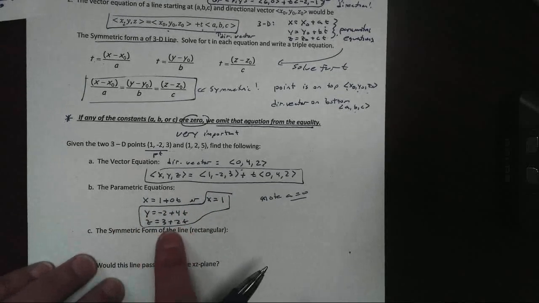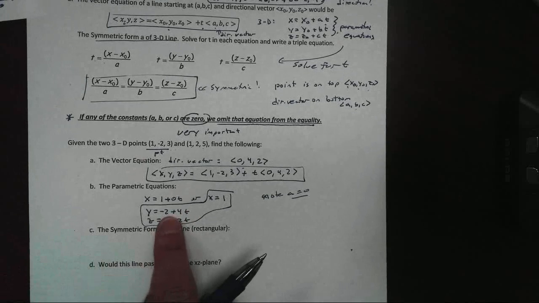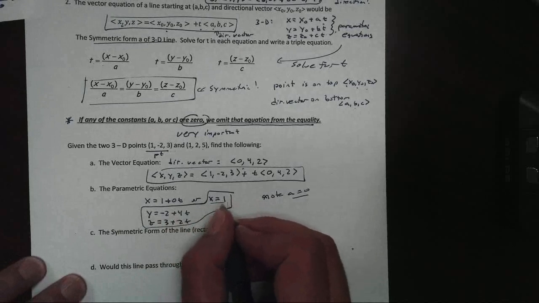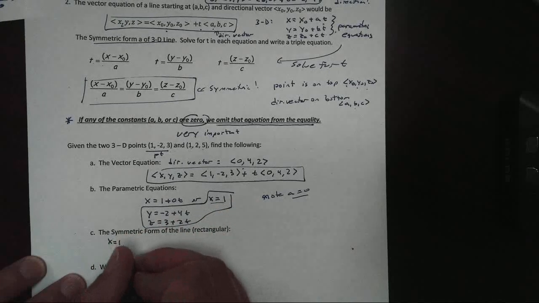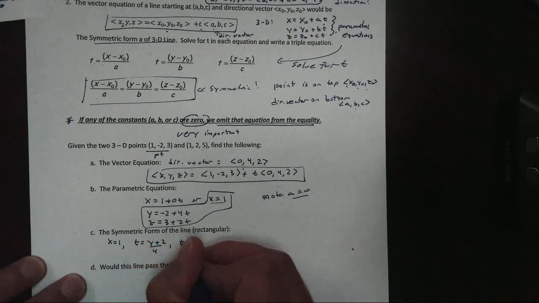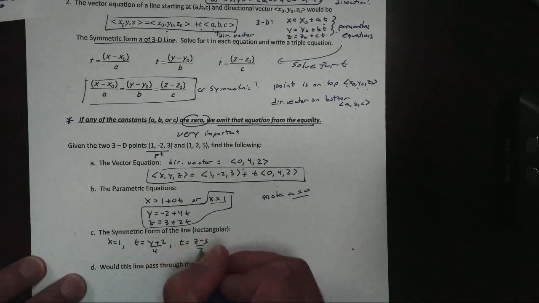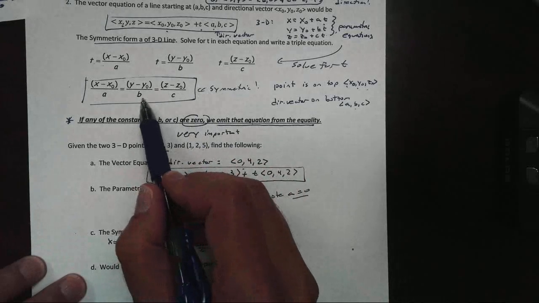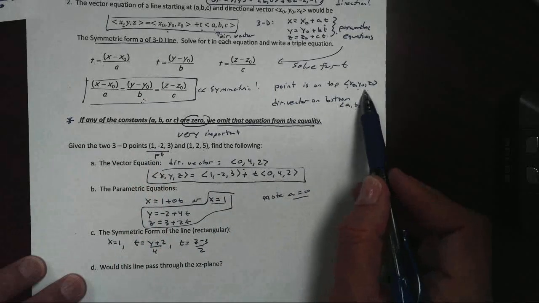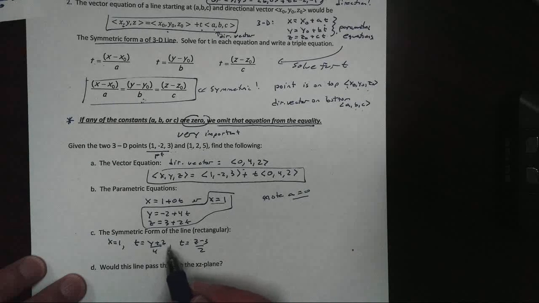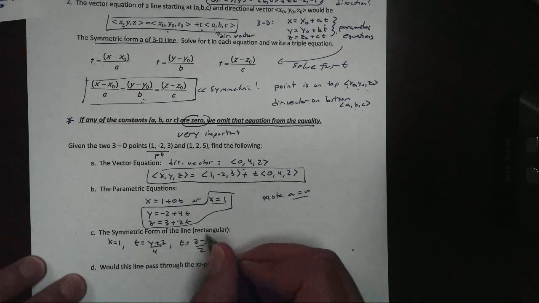Now, if I want to write these in symmetric form, I could solve for t in each one of them, and it's not that bad to do. Up top here, though, x is still going to be 1. We'll talk about that. Solving for t, t would equal y plus 2 over 4, and t would equal z minus 3 over 2. Now, I could just use my formula for symmetric form and memorize that the point goes on top and the bottom is your direction vector. But writing it out this way is not that bad. It doesn't take too long to solve it algebraically.